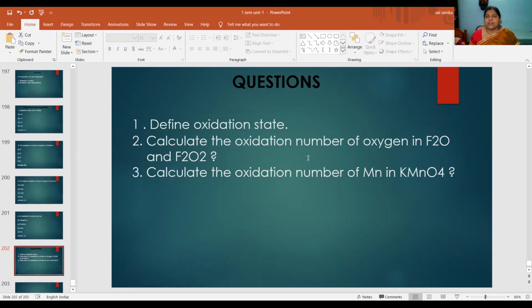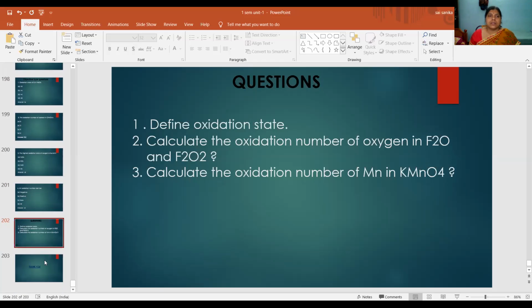If they give a molecule, the sum of oxidation states of all the atoms will be taken as 0. If it is an ion, the sum of oxidation states of all atoms is equal to the net charge. Whatever the charge above, -2 or -1, that will be taken. Then we have to do the simplification. So like this, you get the oxidation states of all the atoms.